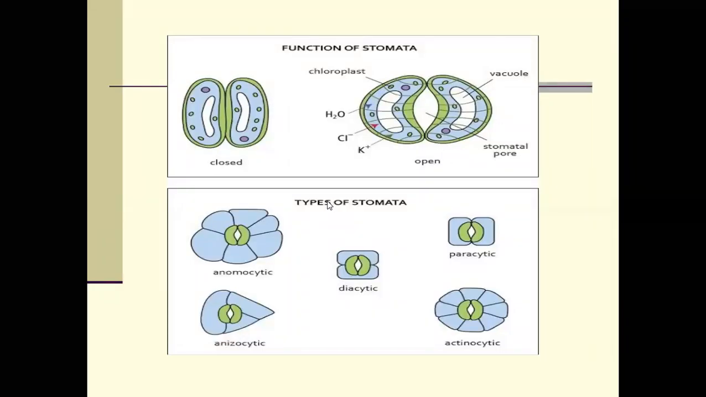Stomatal complex. The stomatal complex means guard cells and subsidiary cells. These are the guard cells and these are the subsidiary cells. Guard cells and subsidiary cells are combinedly called the stomatal complex. The stomatal complex shows two major parts. They are guard cells and subsidiary cells.